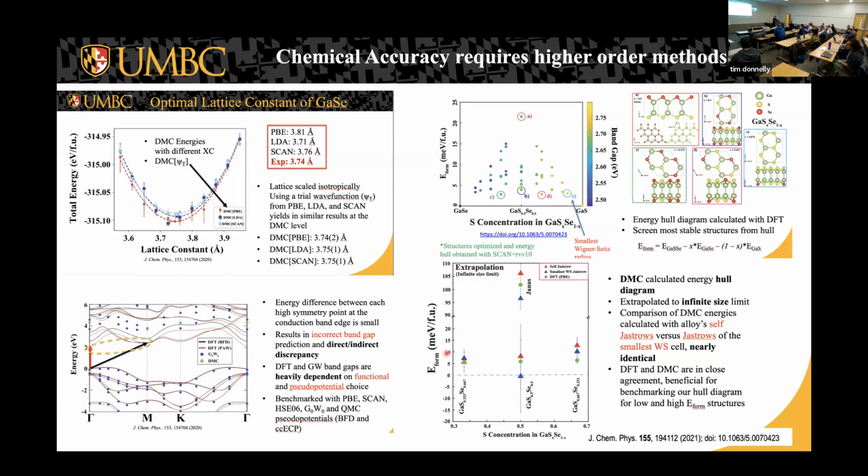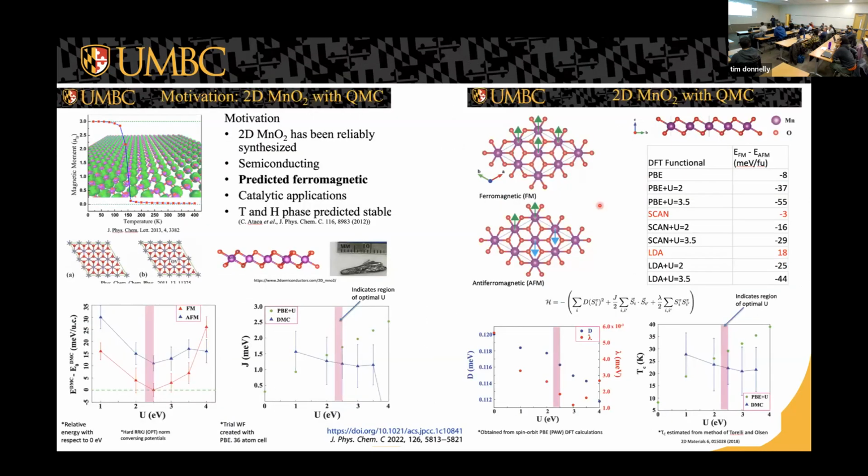First of all, we have a study on 2D gallium selenide, where we managed to find the binding energies, optical and electrical gap properties, and lattice constants. Then we moved on to alloying, and we proposed a way of sharing Jastrow parameters there in order to reduce the computational cost. And then we added a little bit more complexity.